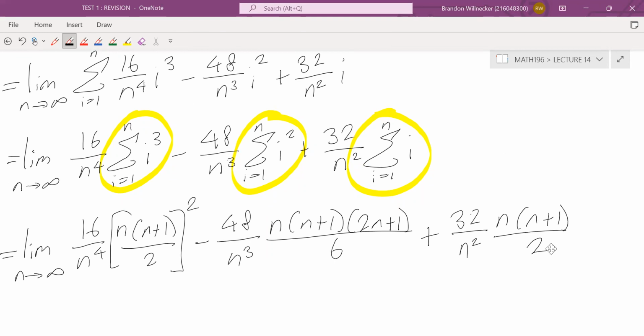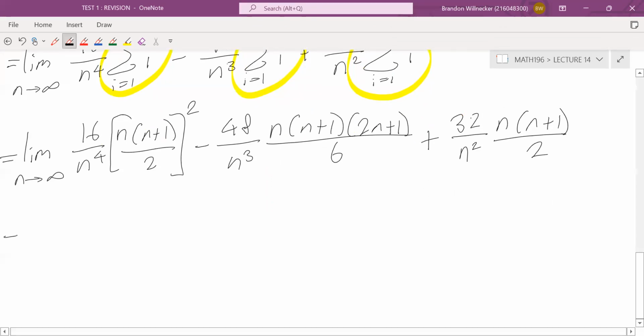Okay, are there any questions about this step? Okay, so everyone's okay with this step now. Okay, awesome. Let's simplify this now.